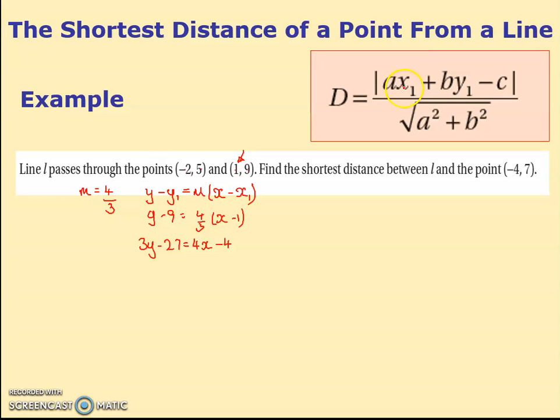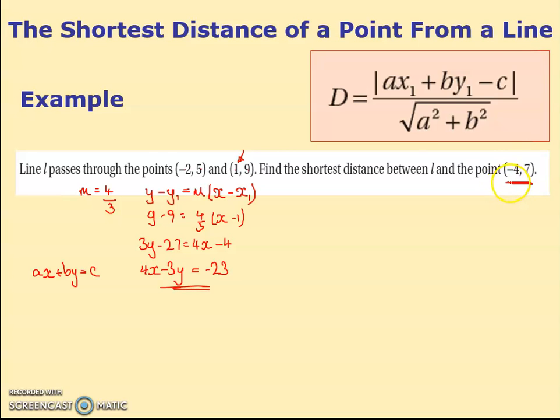And they want me to write it in the form ax plus by equals c. That's the form I want, ax plus by equals c. So I might as well move them over. In fact, I'll move it that way. I've got 4x minus 3y, and I reckon that's equal to minus 23. So that's my equation. And it says here, in order to find this distance, I substitute my point.